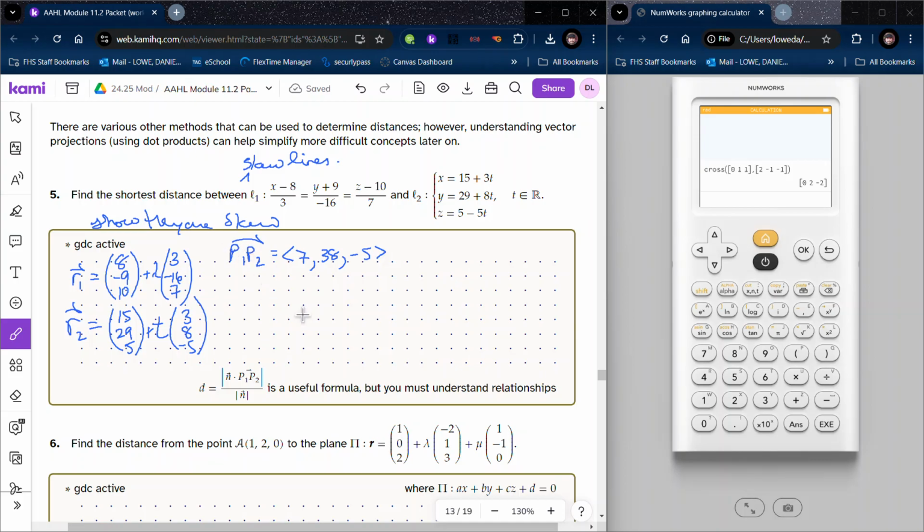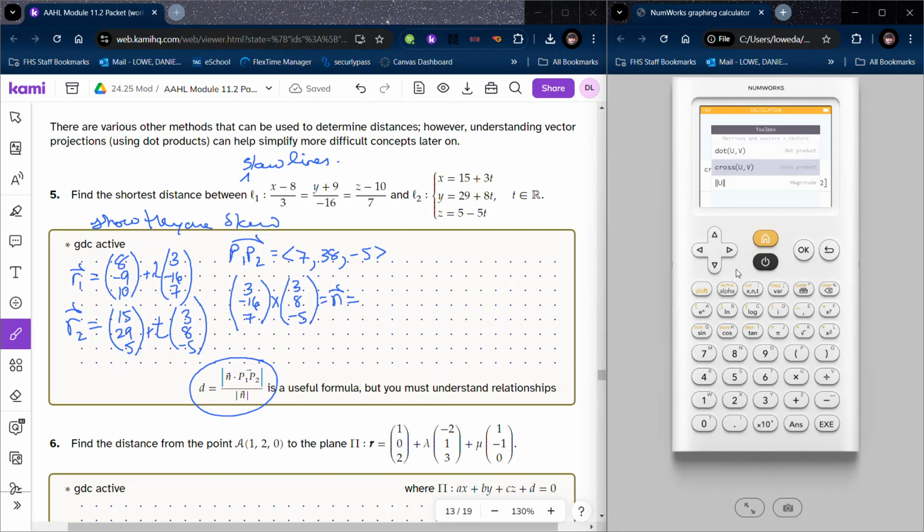Okay, I need the normal to the two vectors. So I need 3, negative 16, 7 crossed with 3, 8, negative 5. That's going to be my normal vector. And then I can use this formula to find my shortest distance. So let's see how it works. Let's come to my calculator.